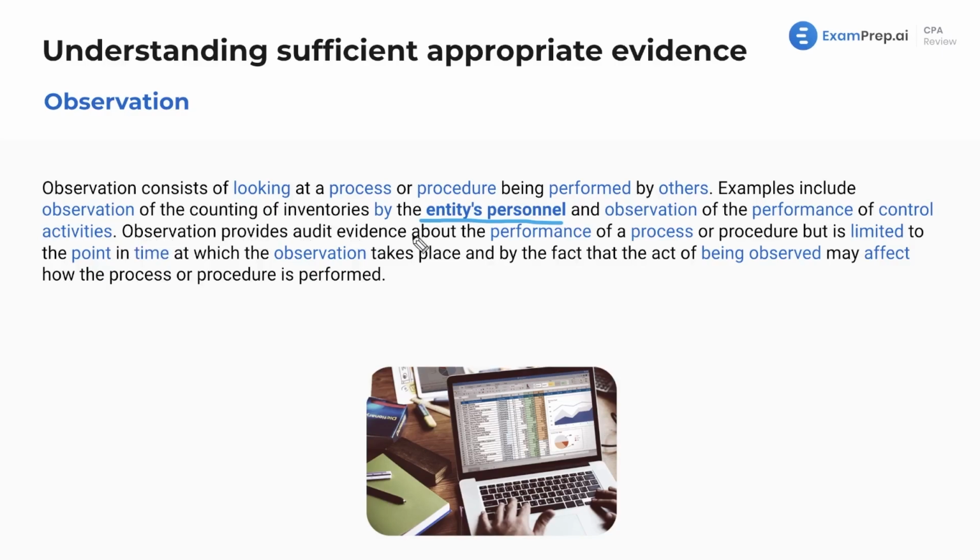Observation provides audit evidence about the performance of a process or procedure, but it is limited to the point in time at which the observation takes place, and by the fact that the act of being observed may affect how the process or procedure is actually performed. Meaning if there were problems with the process before we tested it, and obviously we tested it now and maybe it's okay, we would not have detected those issues, or maybe there'll be issues after we test it. We obviously still would not have detected those issues. And then also, if the client knows you're watching your procedure, they might do it right that time as compared to how they normally conduct their process, which maybe is incorrect.